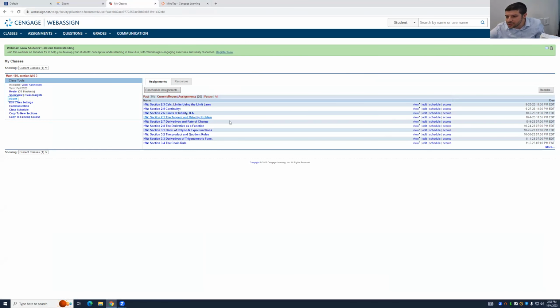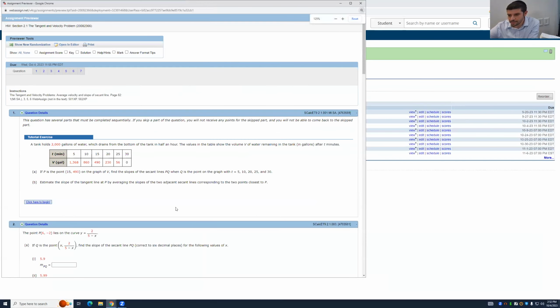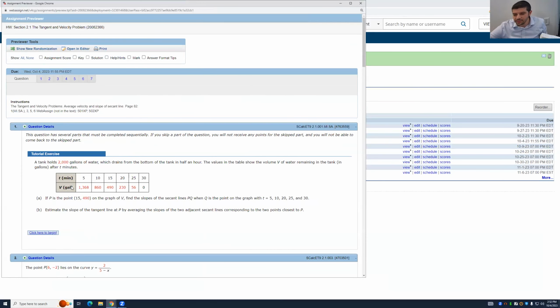Let's see what I mean, guys. 2.1. Okay, like see this problem. You have a tank which drains from the bottom in half an hour. The values in the table show the volume of water remaining in the tank at each time. Part A is asking you, if the point P is 15, 490 on the graph, find the slope of the secant line when Q is the point on the graph with t equal to 5, 10, 20, 25, 30.